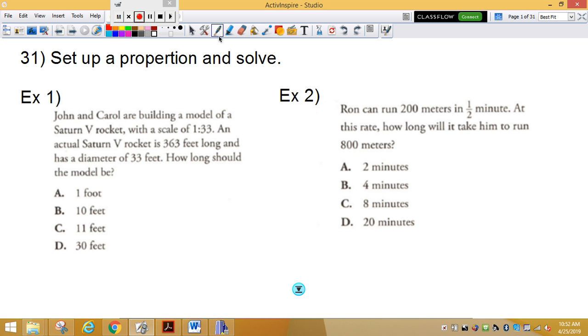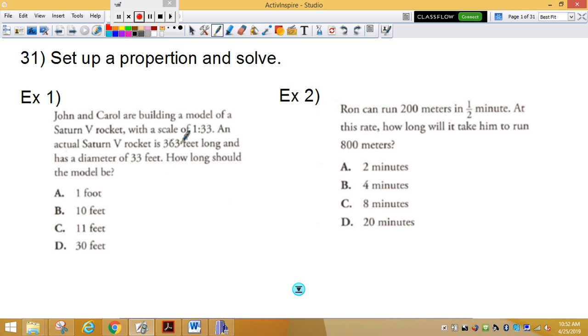Okay, so for 31, direct variation just means set up a proportion. So let's go through how to do proportions. All right, so we're talking about building a Saturn V rocket.